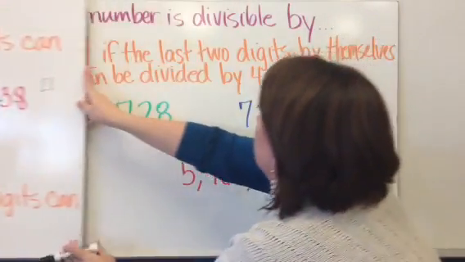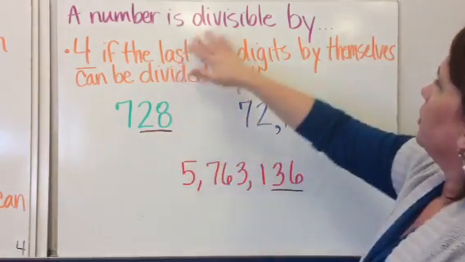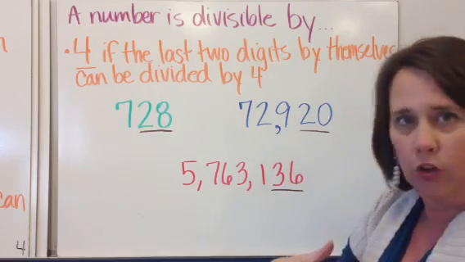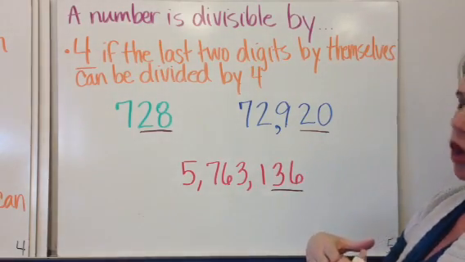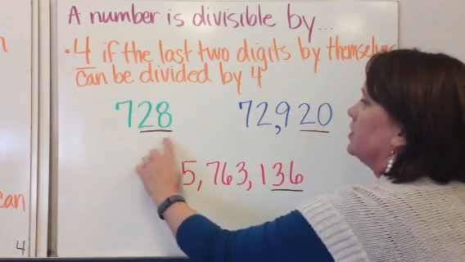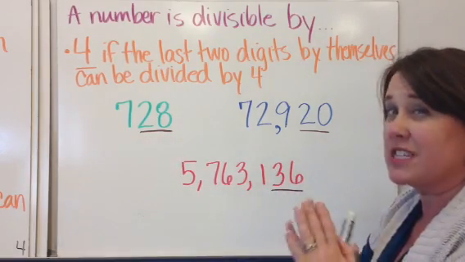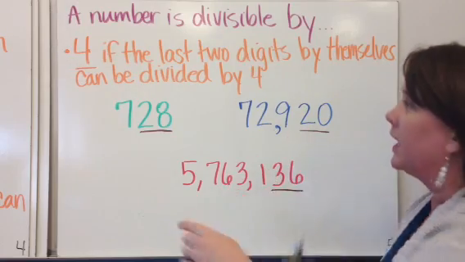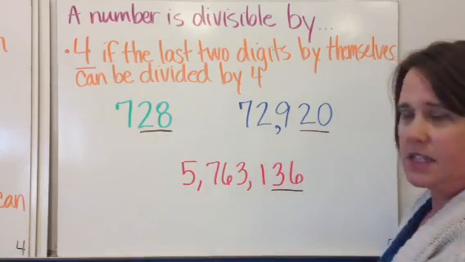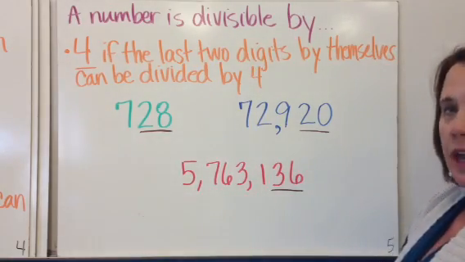And here's a divisibility rule for 4. A number is divisible by 4 if the last 2 digits by themselves can be divided by 4. So when I have the number 728, I just look at the last 2 digits. I don't add the last 2 digits together like we did with 3 and 9. I just look at them. Does 4 go into 28? Yes. So 4 goes into 728.